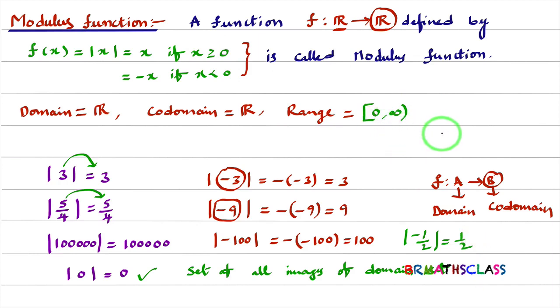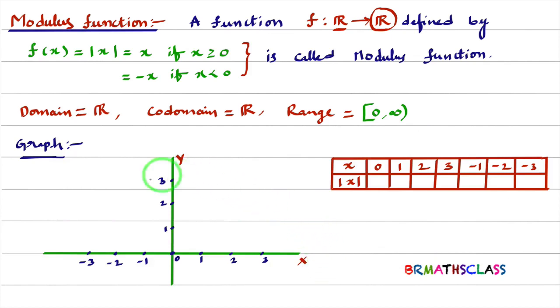Now we will learn how to draw the graph of modulus function. You observe here, I considered a coordinate axis and some x values. When x is 0, modulus of 0 is 0. Modulus of 1 is 1. Modulus of 2 is 2. Modulus of 3 is 3. What is modulus of minus 1? We know that modulus is a positive machine. If we give a negative number to it, it makes it positive. Modulus of minus 1 is plus 1. Modulus of minus 2 is plus 2. Modulus of minus 3 is plus 3.